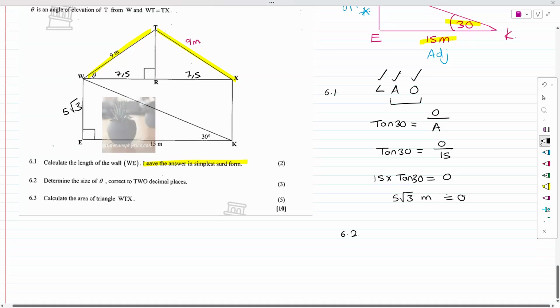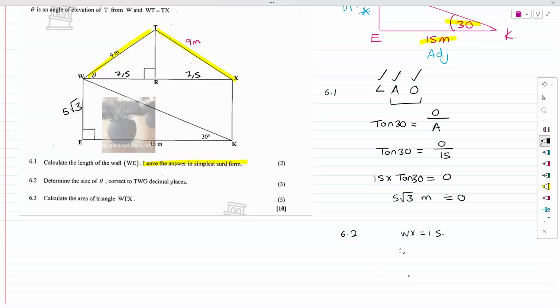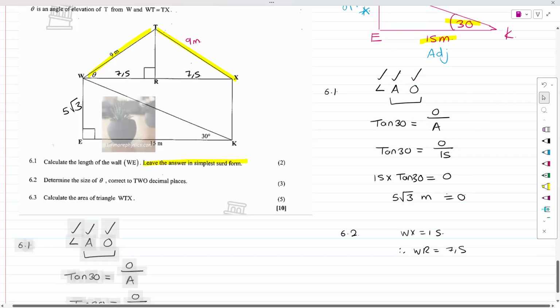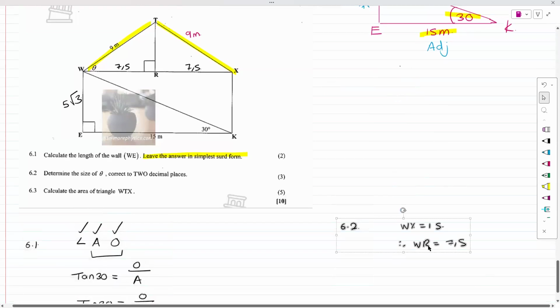The reason is WX is equal to 15 because it's a rectangle. Therefore, WR is equal to 7.5. Well done. Now what do we do? You see what you have.